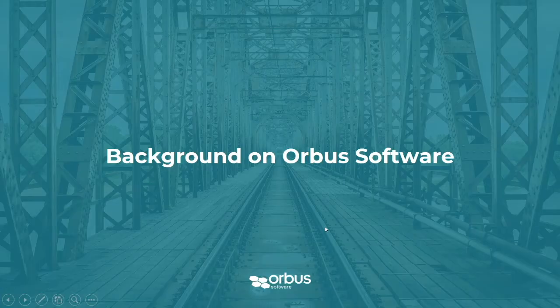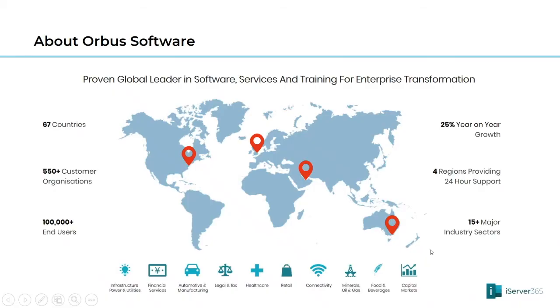Okay, so by way of background then, ORBUS Software as a company has been around since 2004. We're headquartered out of London in the UK, but very much with a global presence, supporting customers on the ground now in 67 different countries.